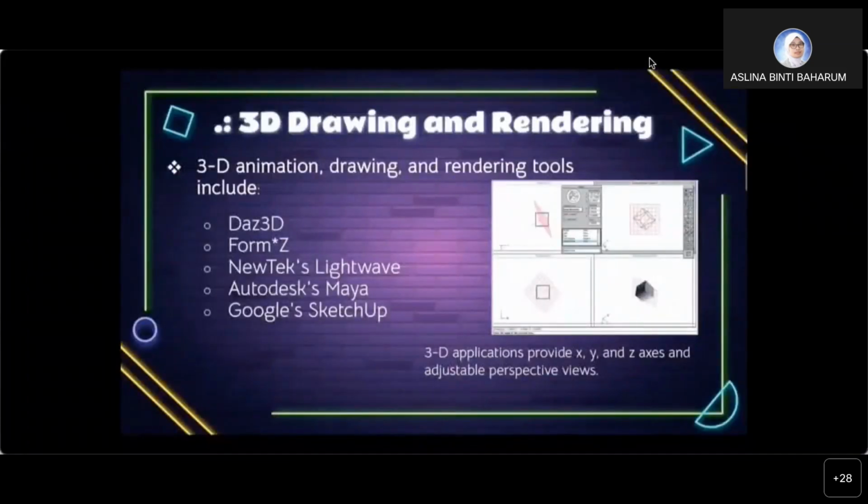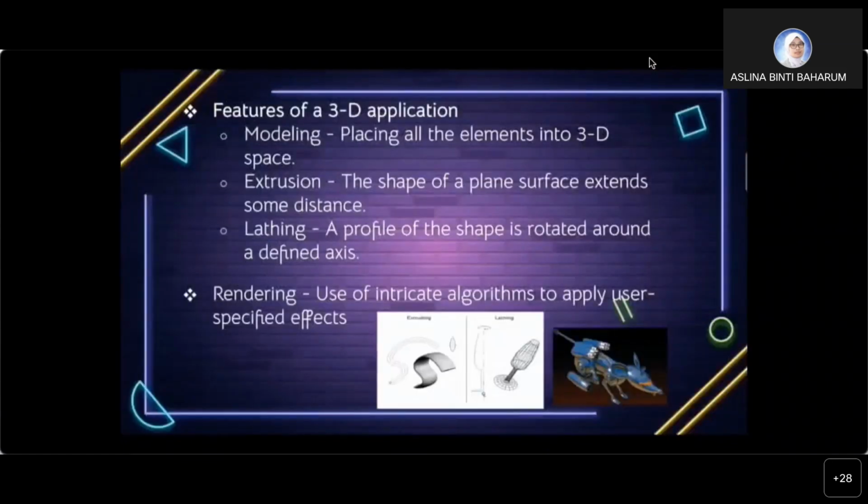Next, we move to 3D drawing and rendering. 3D animation, drawing, and rendering tools include Strata 3D, ZBrush, LightWave, Autodesk Maya, Google SketchUp, and so on. 3D applications also provide X, Y, and Z axis and adjustable perspective view. There are some features of 3D application.